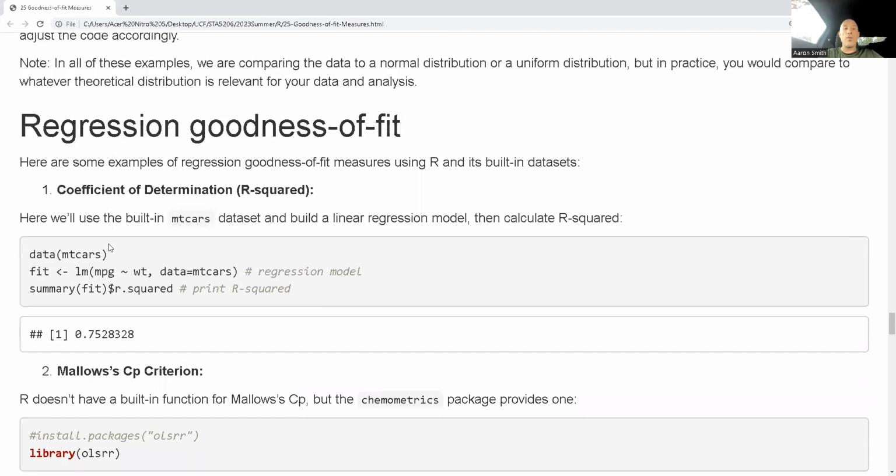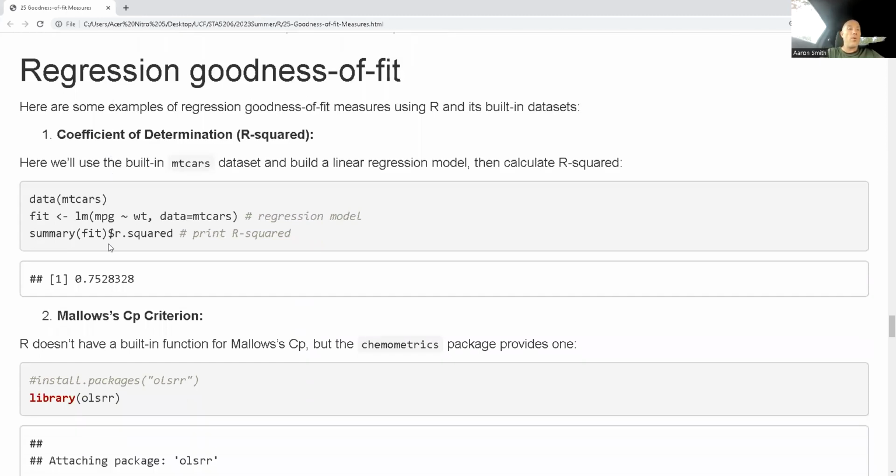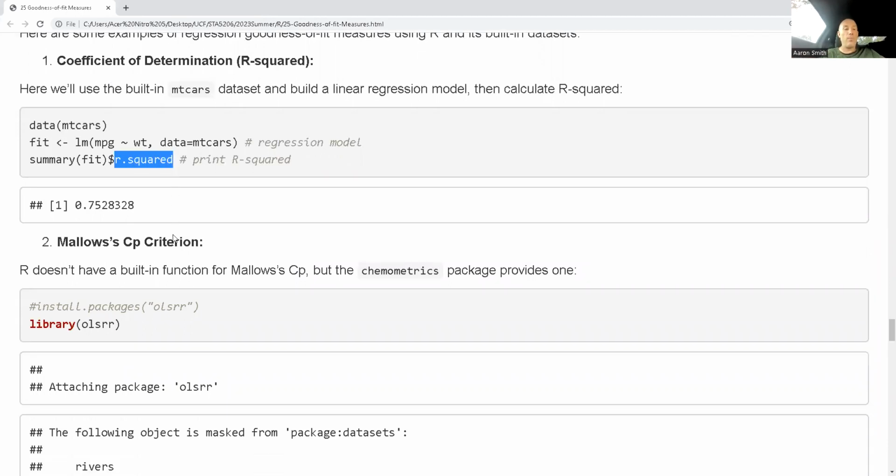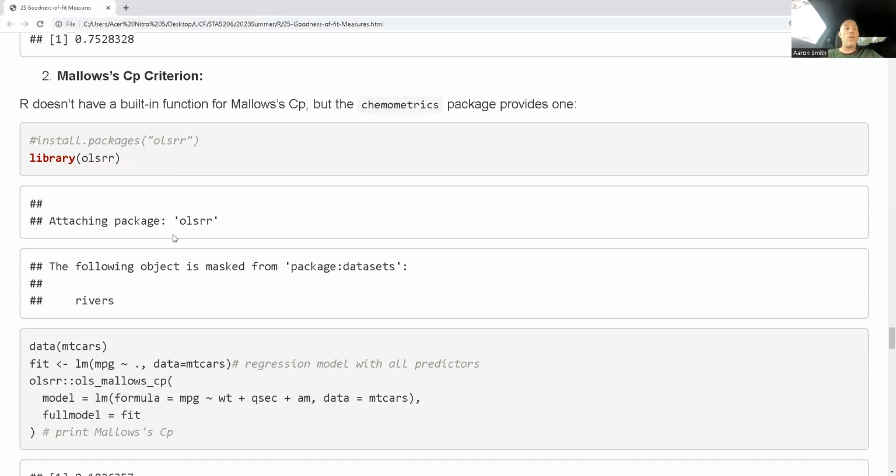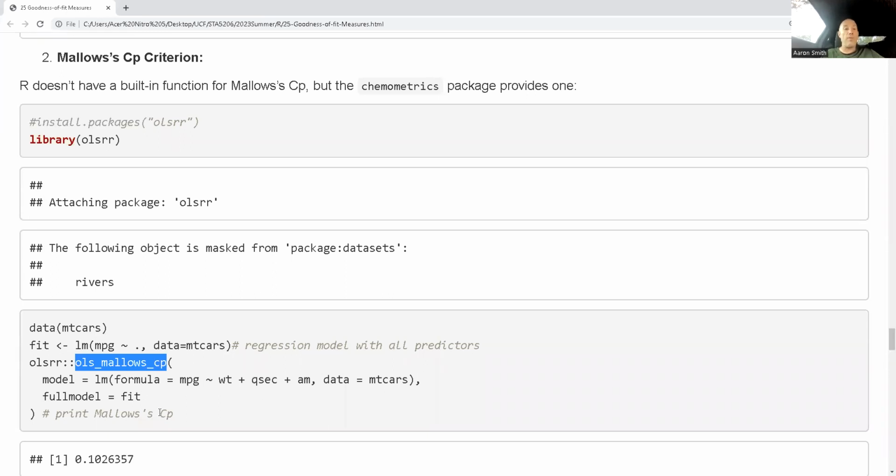Now for regression goodness of fit, we're going to use R squared from the summary function to get our R squared value off of our linear model. To get the Mallows Cp criterion, we're going to use the ols_mallows_cp function from the olsrr package, and this function will spit out the value for me.